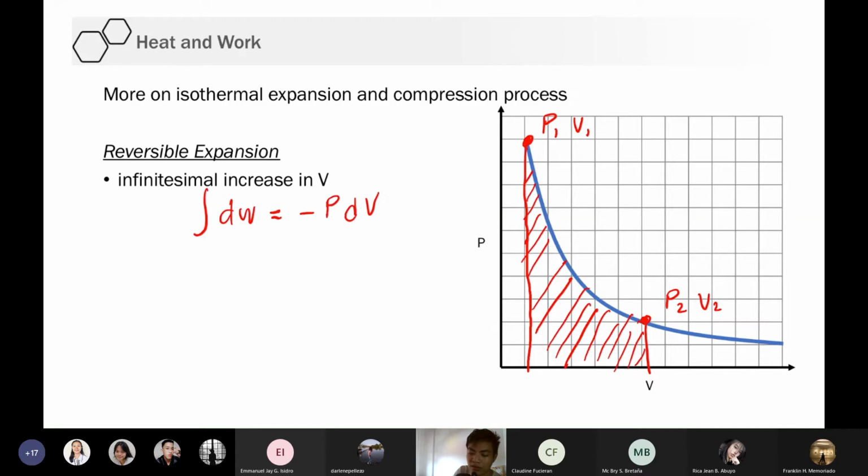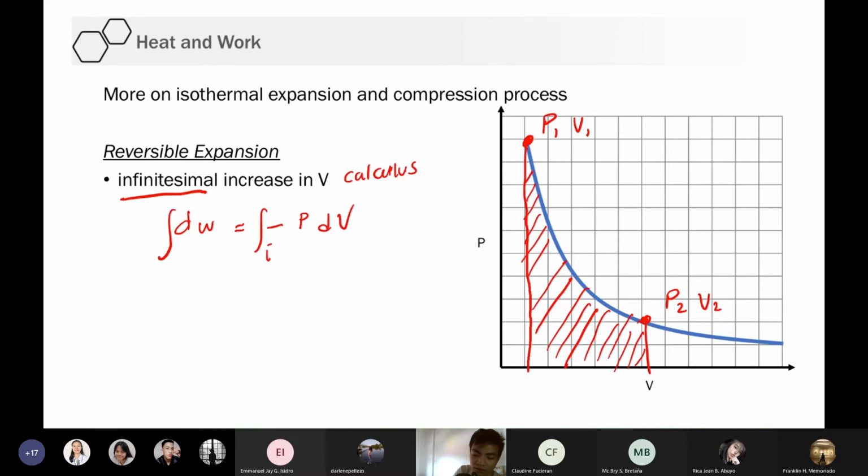Okay, so integrate natin yan. Marunong na ba kayo integral? Don't worry kung di pa marunong, okay lang. Kasi bibigay ko naman yung equation eh. So kapag infinitesimal changes, gagamitin mo yan ng calculus. Okay, calculus yan. dW equals negative P dV. Okay? So this is from initial to final.